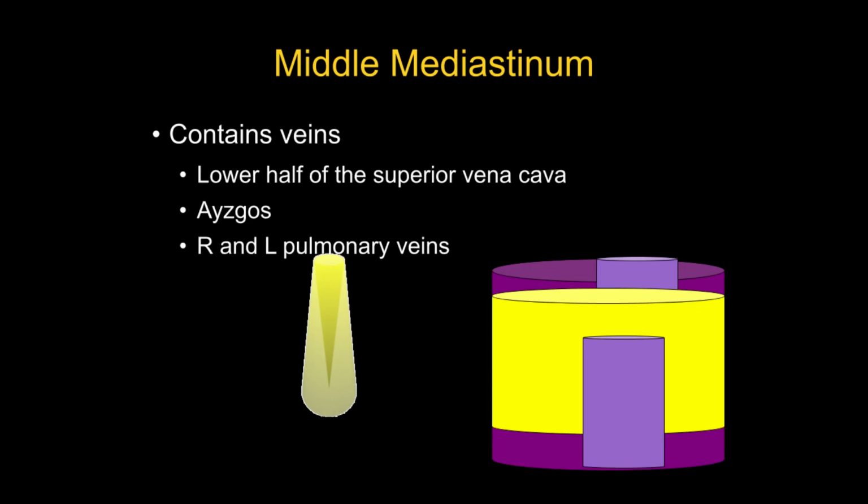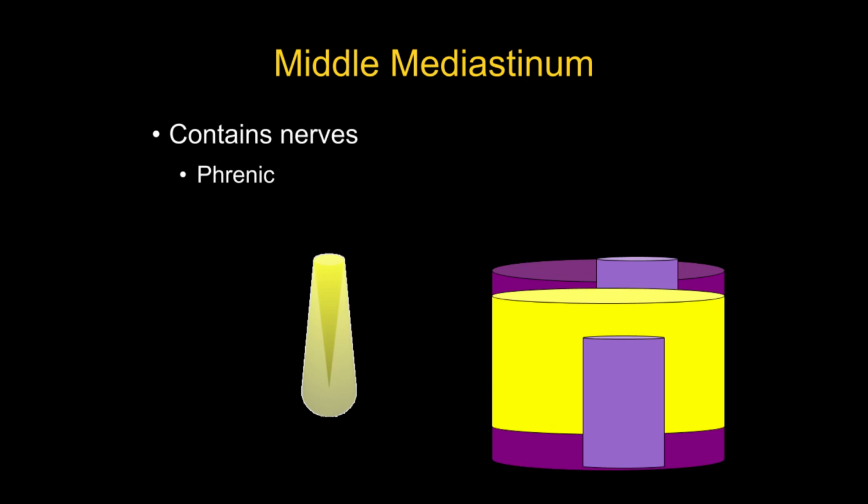For the veins, the lower half of the superior vena cava, the azygos vein, and the right and left pulmonary veins. As to the nerves, the important phrenic nerve, which innervates the diaphragm, without which we would not be able to breathe. Other contents, as I mentioned, are the heart itself and the trachea as it branches and penetrates into the lungs.